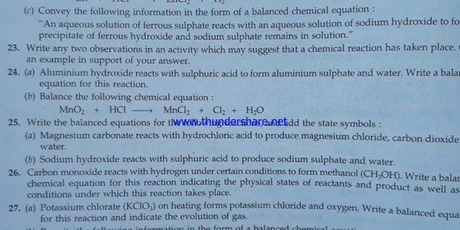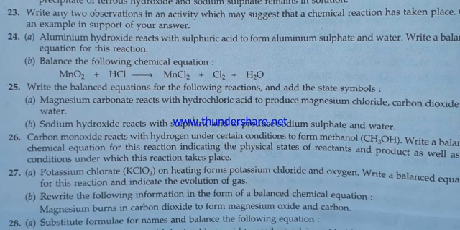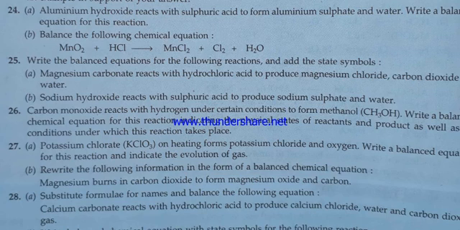Again balancing the chemical equations. Magnesium carbonate MgCO3 plus HCl will form MgCl2 plus CO2 and water. Carbon monoxide reacts with hydrogen to form methanol, that is CO plus H2 will form CH3OH. Complete the balancing equation. Potassium chlorate on heating forms KCl, potassium chloride, and oxygen.